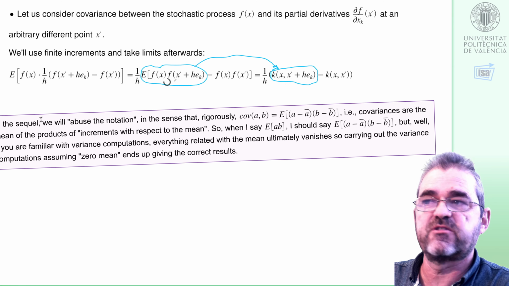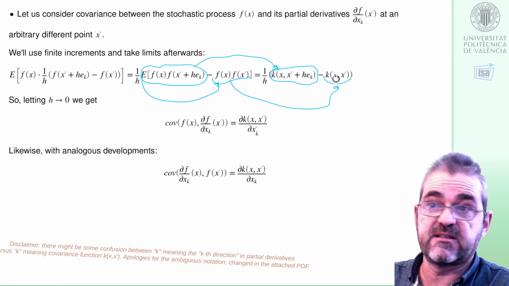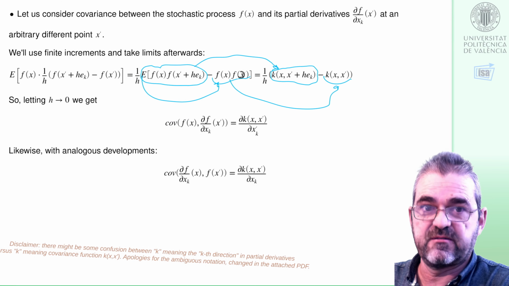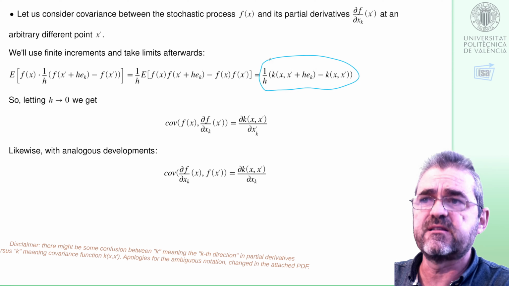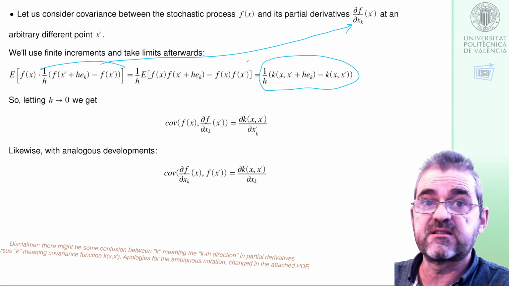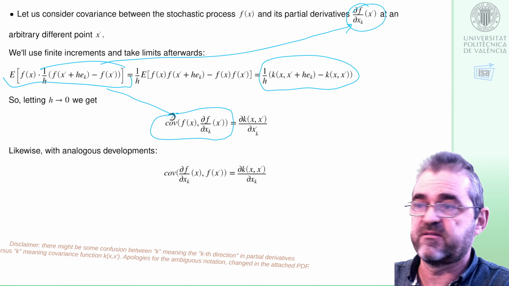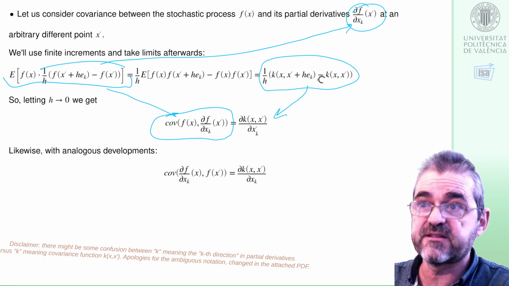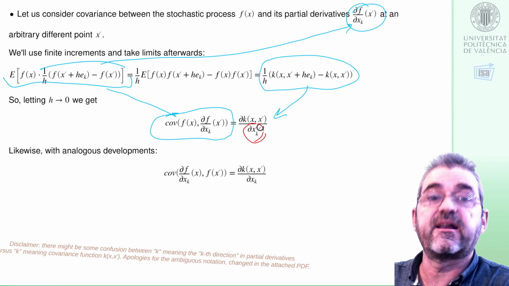The expectation of this product is this kappa, and of course, the expectation of this product is kappa of x, x prime by definition of kappa, abusing the notation because I did not put increments around the mean. But this is the finite increment formula, so when I take the limit of h to 0, this thing gets converted to the covariance between f and its partial derivative, and this thing is the partial derivative of the covariance with respect to the kth coordinate of its second argument.